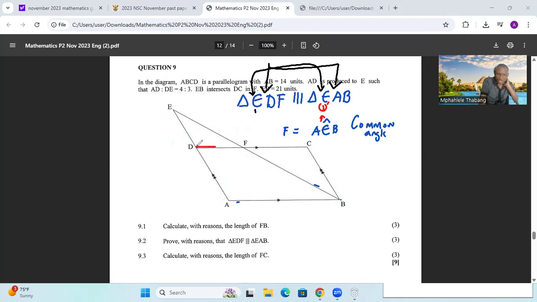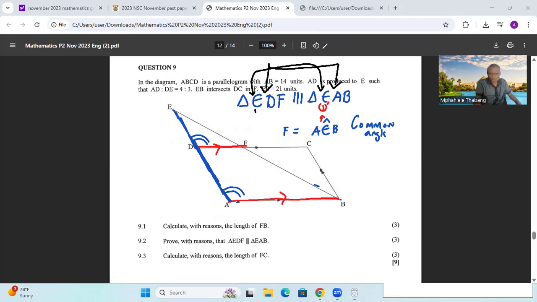So I'm saying DF is parallel to AB. So here I have what we call a transversal line. A transversal line is the line that passes through these two parallel lines. So this is my transversal line. Now I say the angle here is equal to the angle here. If you observe carefully, the shape which has been formed there is an F shape. So we are going to say the angle D and the angle A are equal because these are corresponding angles. Angles that form an F shape are corresponding angles.